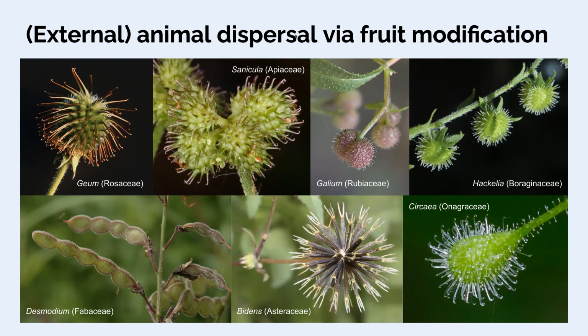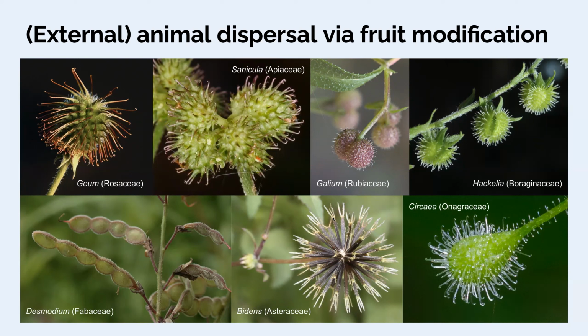So external animal dispersal and lots of cases here of fruit modification. So another case of the rose family here. This is a modified style, not feathery in this case, but stiff and hooked at the end in this genus Geum. Here's one, fruits in Apiaceae, Rubiaceae, Boraginaceae, Onagraceae. Look at them go. Kind of the dart-looking spear kind of things here in Bidens. A lot of these you might have experience of picking them out of your clothing or picking them off of your dog's fur. These are modifications to fruits.